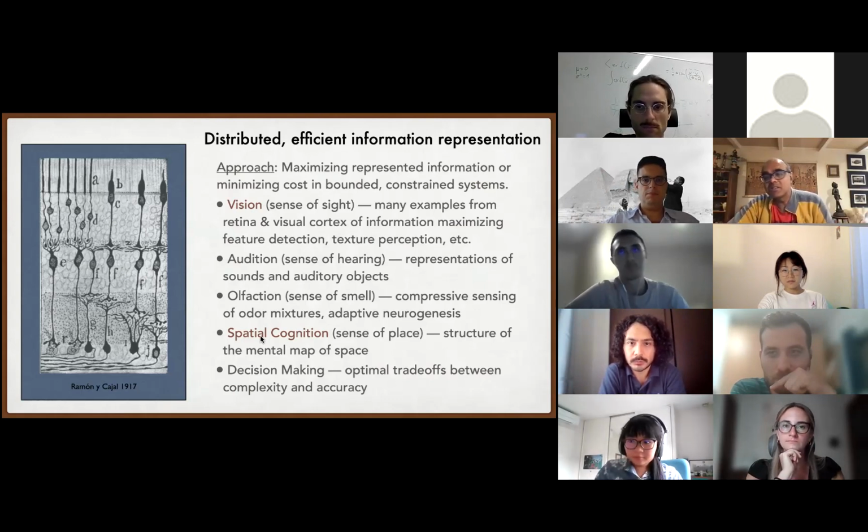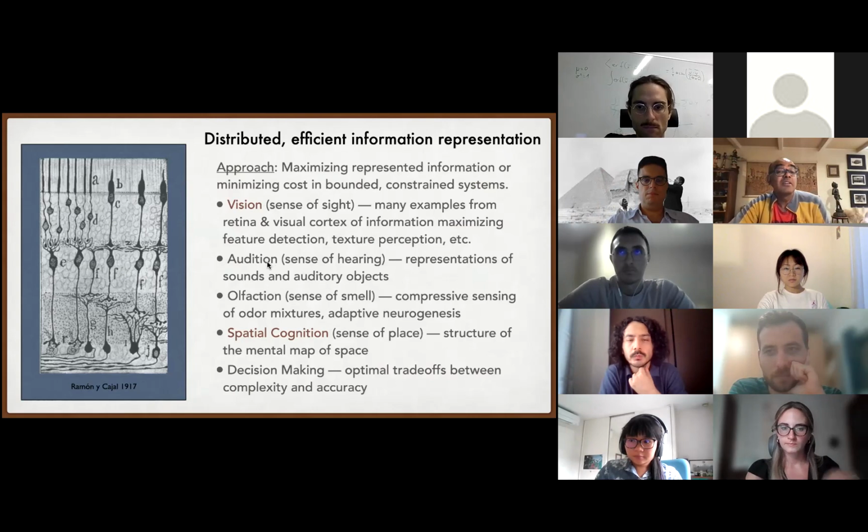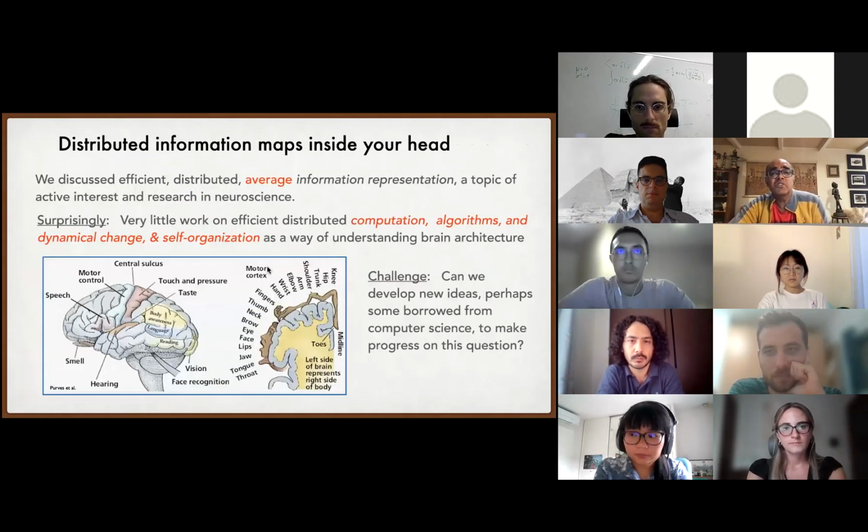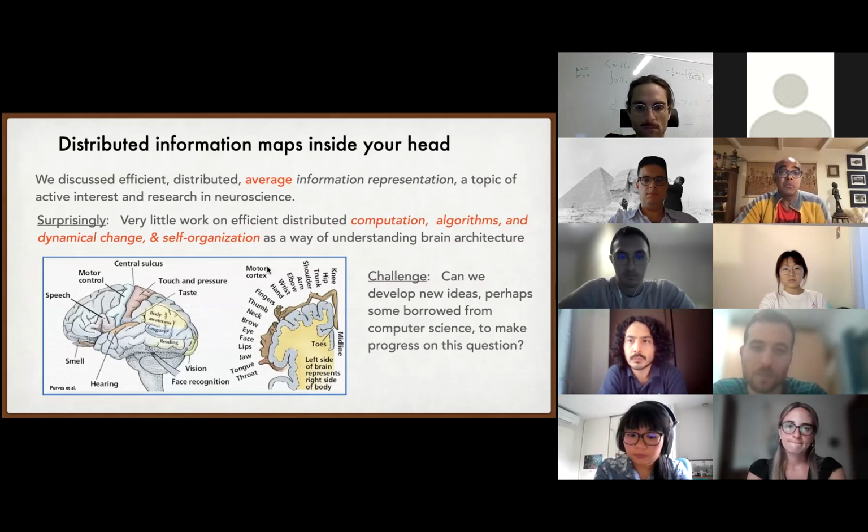If you look at the reference lists in my papers, you'll find them. There's also work in audition, decision-making, and many other modalities. Definitely very interesting to think about. And I think it's a big problem. I think it's a very interesting problem to understand how and why information and computation are distributed inside your head in the way they are.